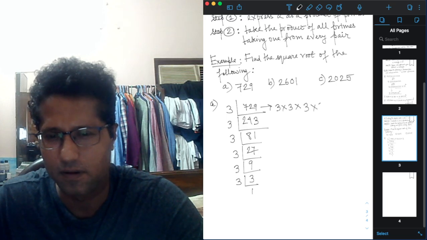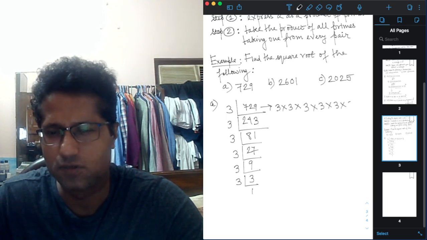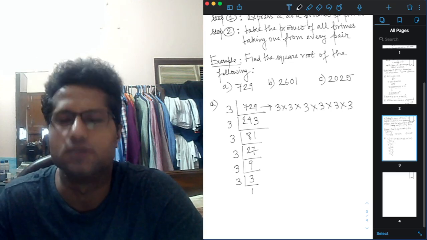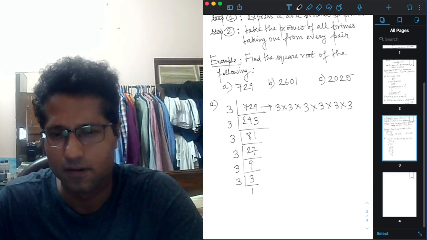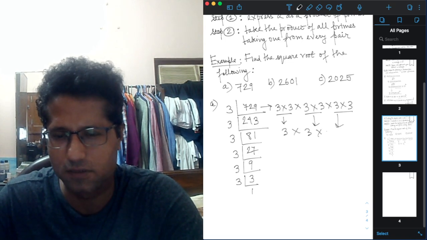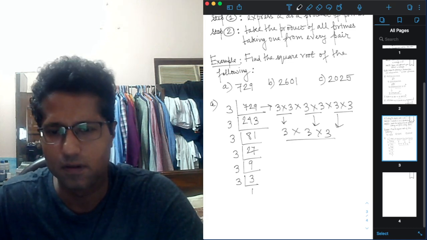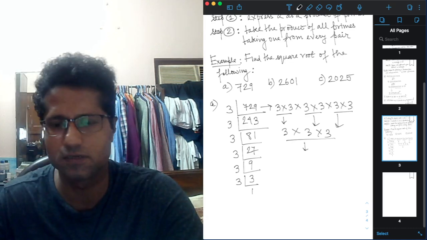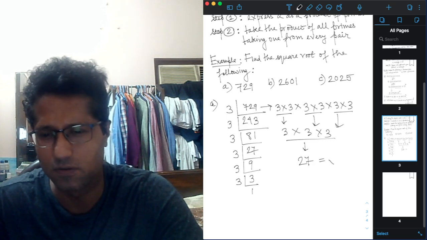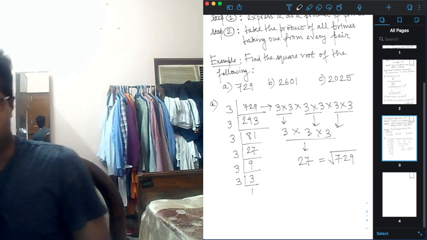So we have a product of 6 3's. That is the prime factorization of 729. Now we see how many pairs are there. 1 pair, 1 pair, 1 pair. So I take 1 3 out of this, I take 1 3 out of this, and I take 1 3 out of this. So this is the square root of 729, which is 27. So 27 equals the square root of 729. I hope the process is clear.